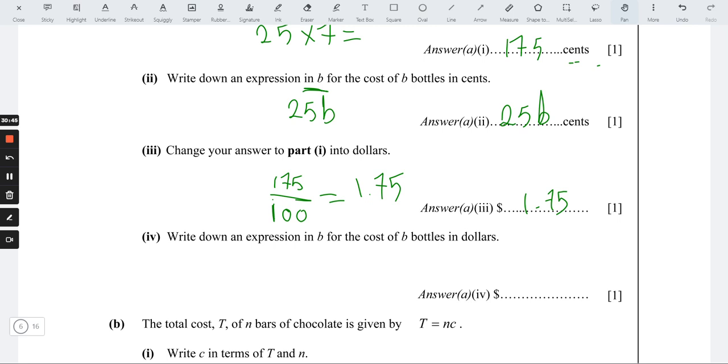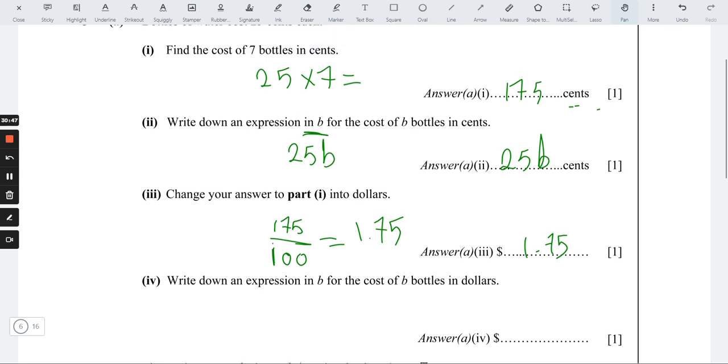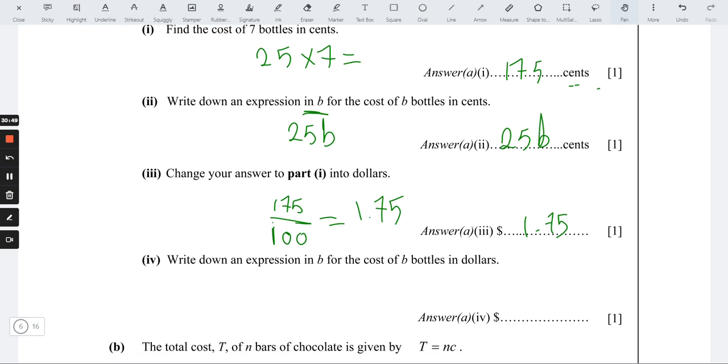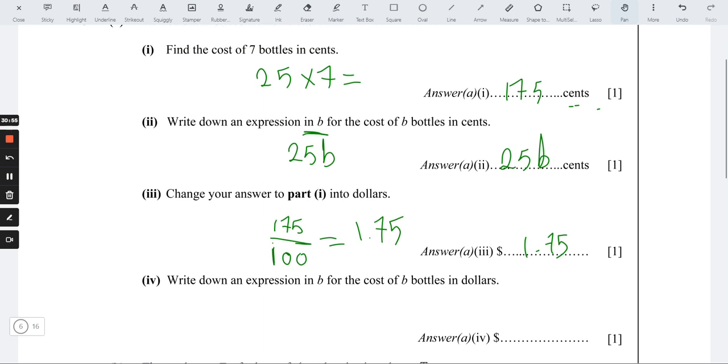We have to get to part double I. Those are 25 cents, so change it to dollars.